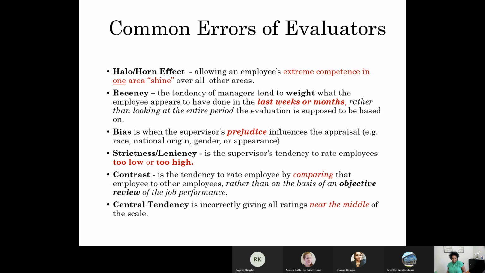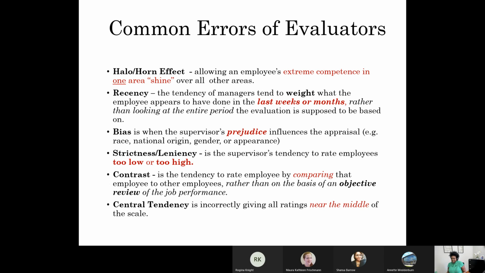Also, central tendency is incorrectly giving all ratings near the middle of the scale. And that happens sometimes if you've been so busy during the year and you maybe didn't keep good notes on their performance, or you didn't have time to meet as often, didn't do the first establishing goals phase, you didn't check in with them midway. So at the end, you're required to submit this form to HR. You just go to the form and put everything down the middle, meets standards, okay, and then move on. We encourage you not to do that.